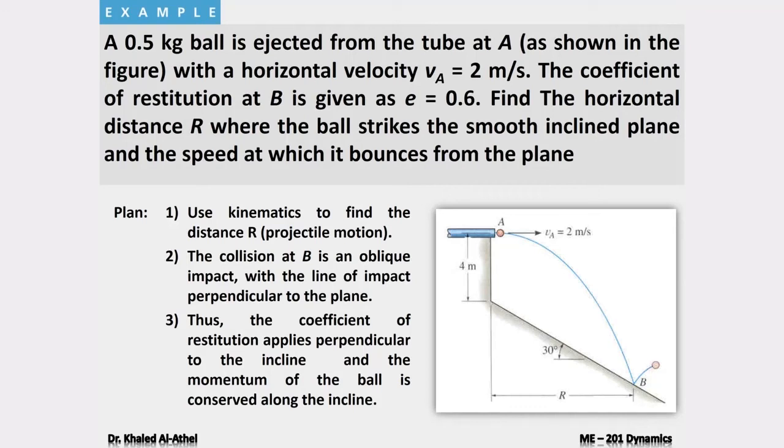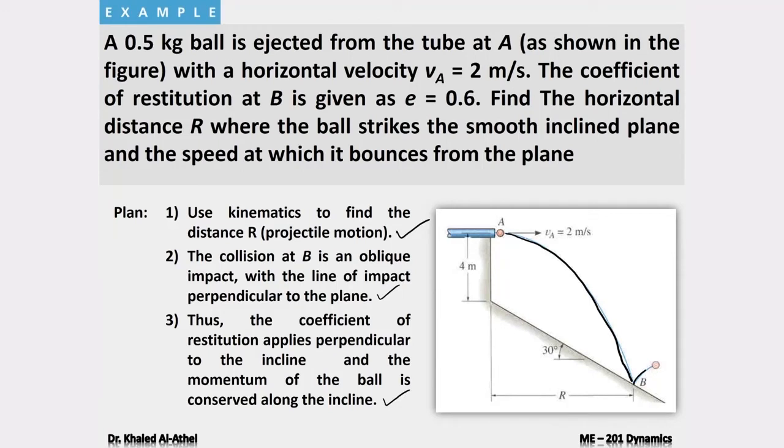So, first of all, let's find this horizontal distance r. Basically, you have a ball that is being ejected, and as you can see, it follows a projectile type of motion. Therefore, this first part of the problem can be solved using projectile motion. So, the plan is that first we are going to use kinematics to find the distance r using projectile motion. Now, after this, the ball is going to hit the ground and then it will bounce back again. So this is an oblique type of impact. Then I'm going to apply the equations of oblique impact and coefficient of restitution, with all equations that we need.